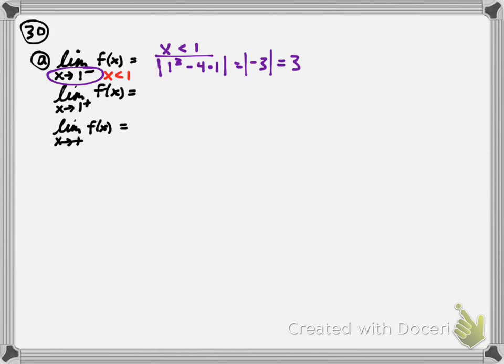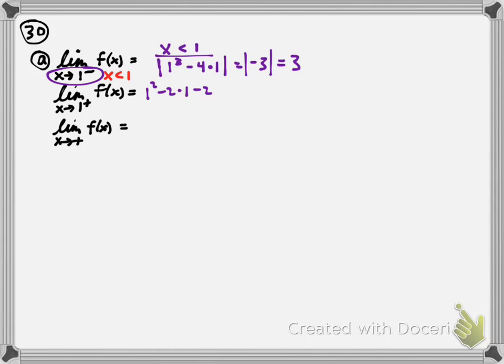Now, the right-hand limit of f of x, now we have to use the bottom piece. And the bottom piece is that quadratic function, x squared, but I'm going to put a 1 in for x. Okay, minus 2 times 1, and then minus 2. Okay, well, what's that?